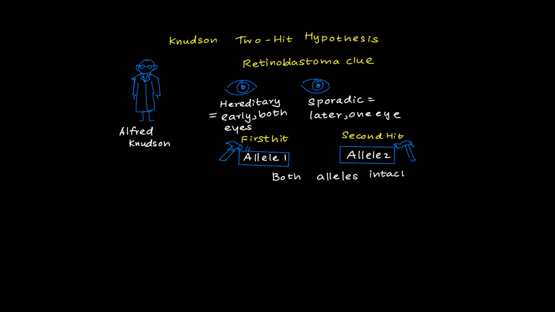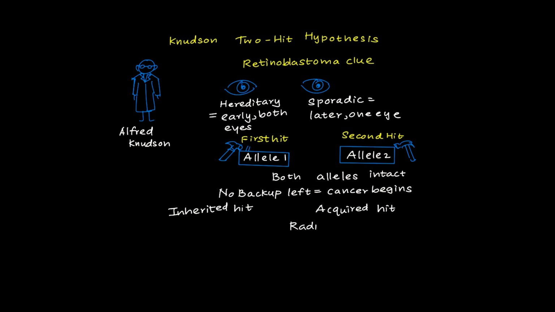Option B misses, because one damaged allele usually gets covered by the healthy partner. Option C is too narrow, because environmental exposure alone ignores the inherited piece Knudson was trying to explain. Option D fixates on translocation, which is just one type of mutation among many the hypothesis covers.